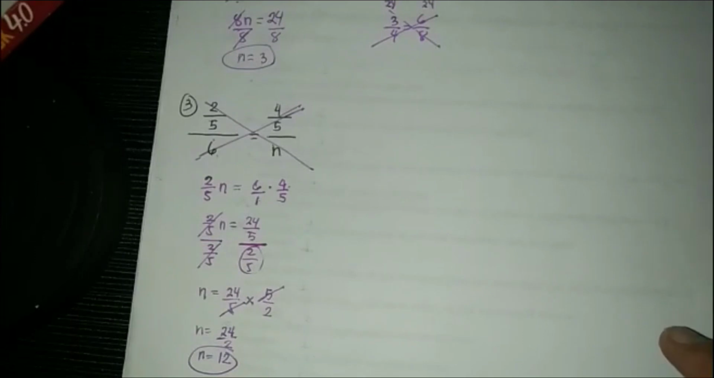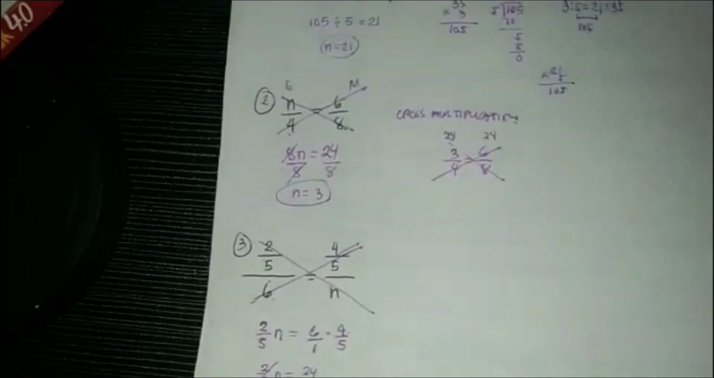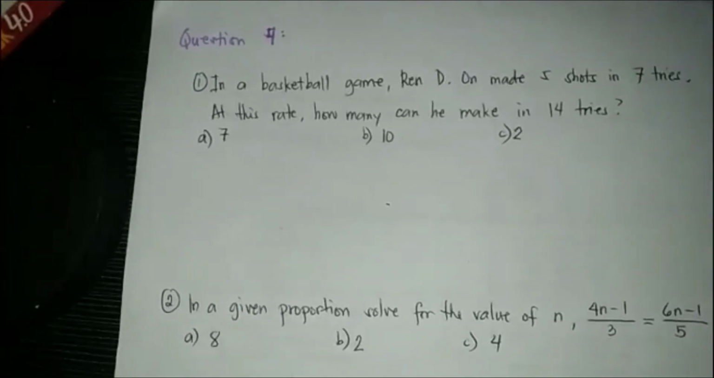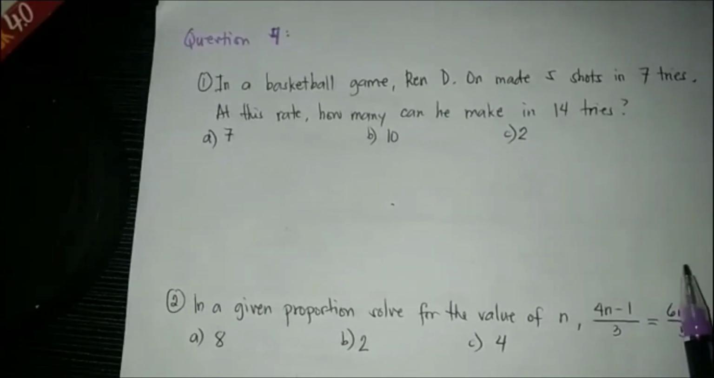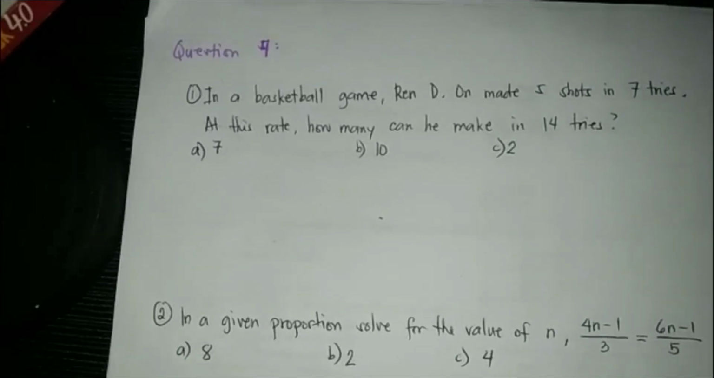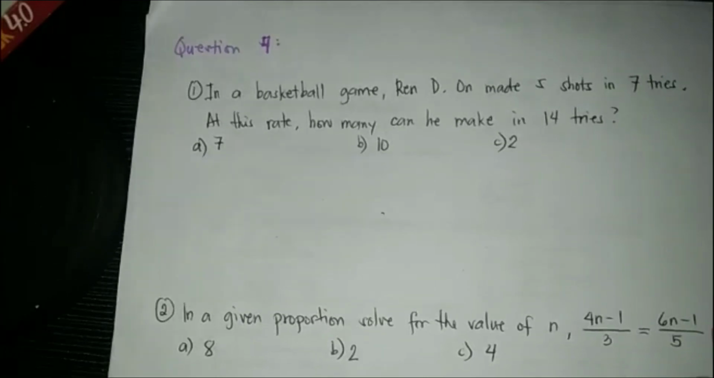Okay, gets? Okay. So, punta na tayo sa question. Okay, so question number 1. In a basketball game, Randy made 5 shots in 7 tries. At this rate, how many can he make in 14 tries? Okay, number 1.